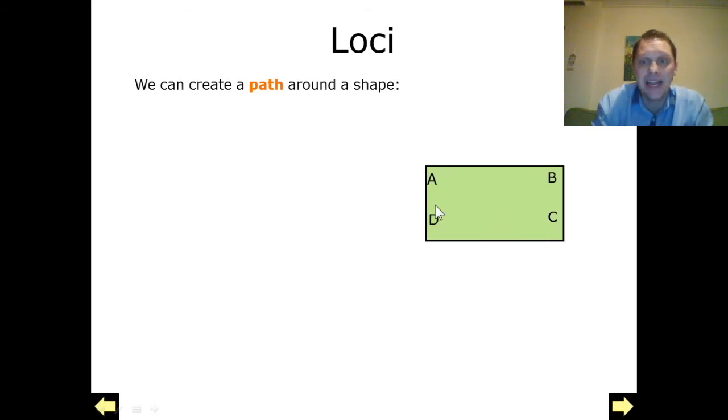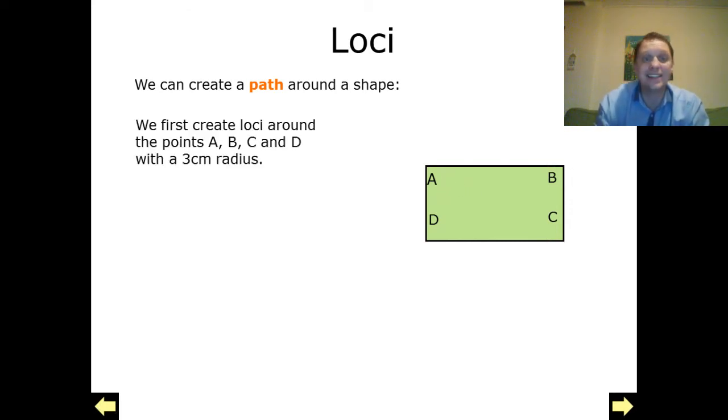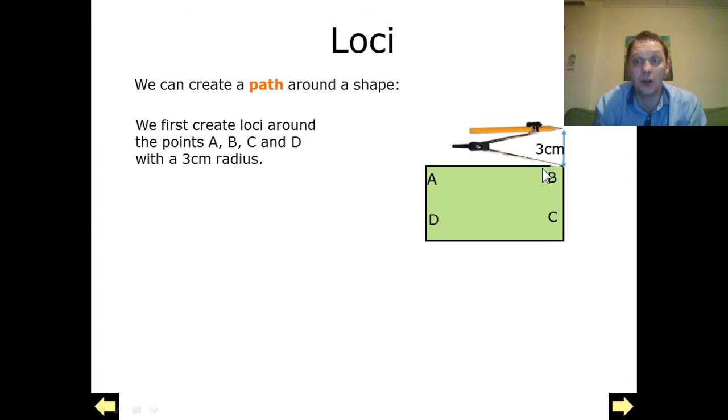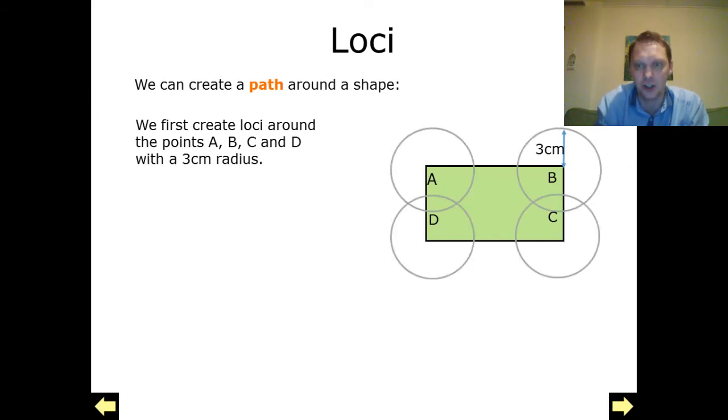Now, a slightly different problem. Here I've got a quadrilateral, a rectangle ABCD, and I've got to create an area which is 3 centimeters around it. So the first thing I'm going to do is put my compass at point B, measure out 3 centimeters, and draw a circle. But I'm going to do this at point B, point A, point D, and point C. So at each of the corners, I'm going to draw a 3 centimeter circle.